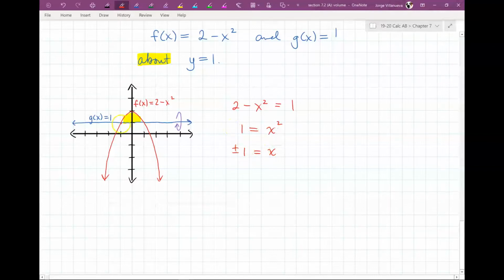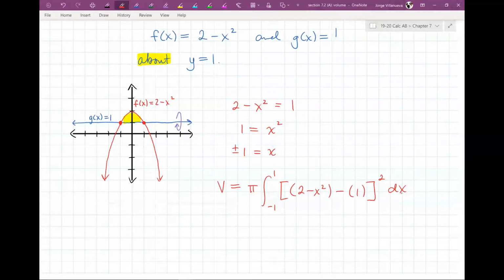So they intersect at these 2 points. And I did try my best to draw it so that they did, okay? But they intersect at -1 for x and +1 for x. So that gives me my formula now. Volume equals pi times the integral from -1 to 1 of f of x minus g of x, 2 minus x squared minus 1, squared dx. All right? Everybody okay with that setup?